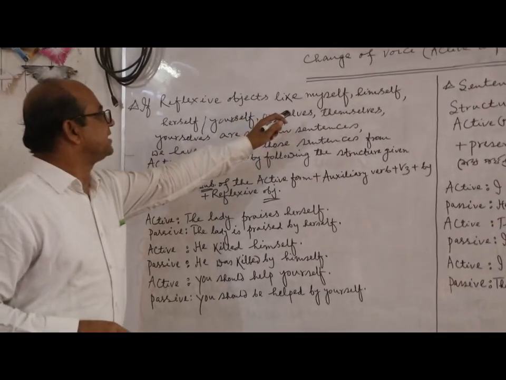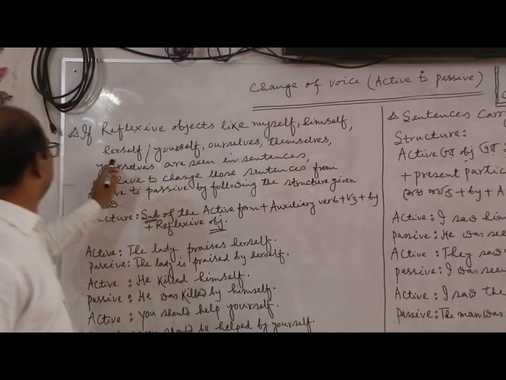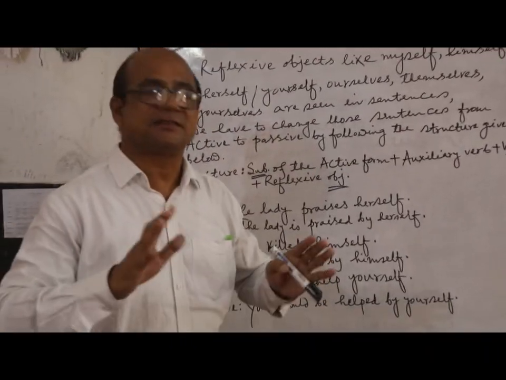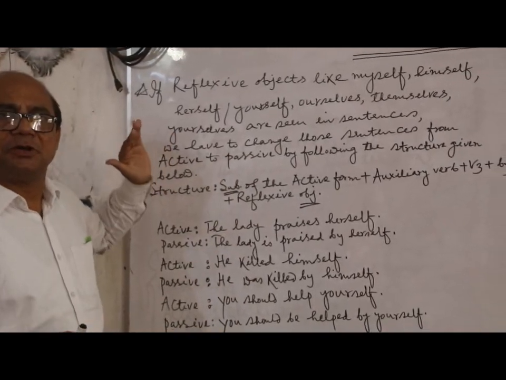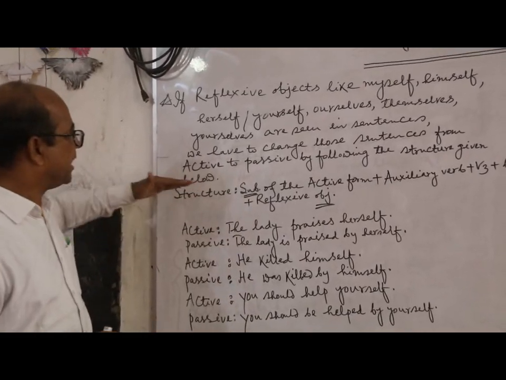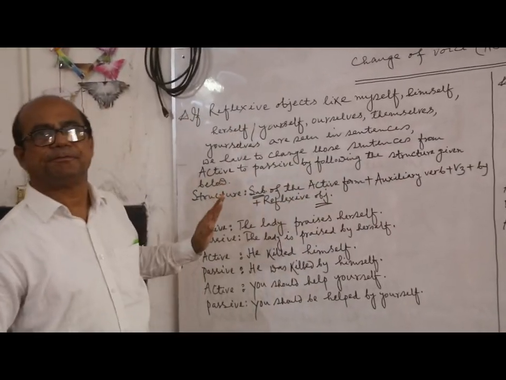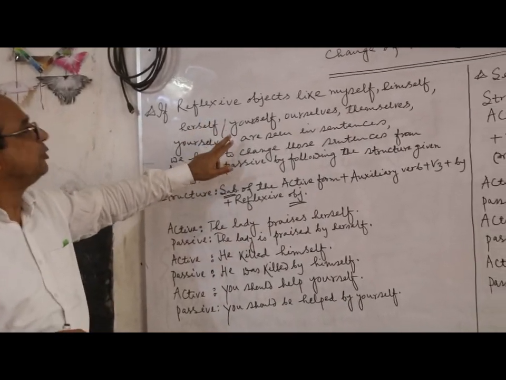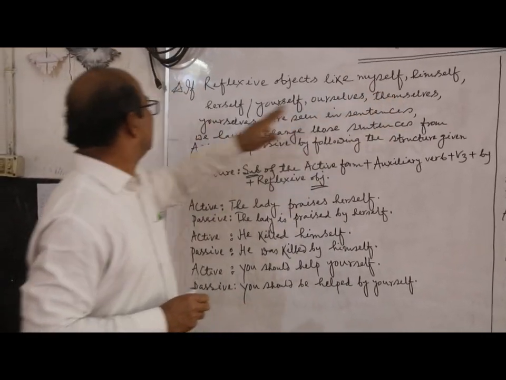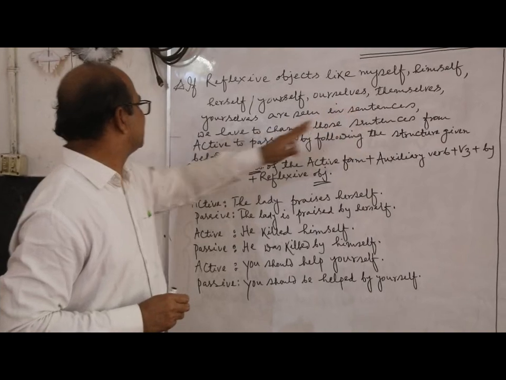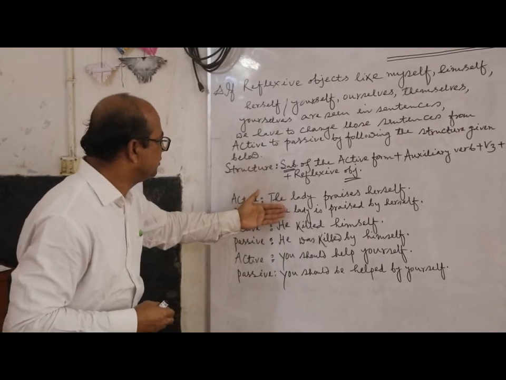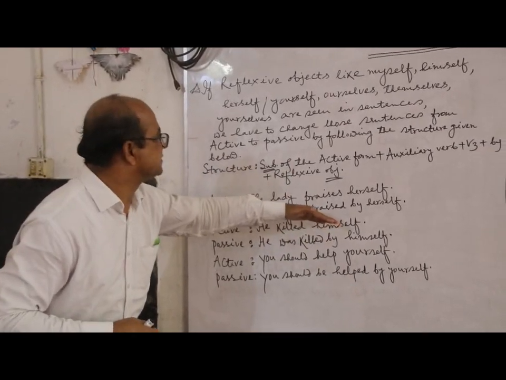If reflexive objects like myself, himself, herself, yourself, ourselves, themselves, yourselves are seen in our sentences, we have to change those sentences from active to passive by following this structure. I hope all of you know words like myself, himself, herself, yourself, ourselves, themselves, and yourselves. Now, I would like to show you how I have changed these sentences.